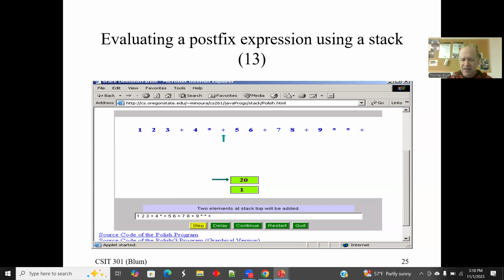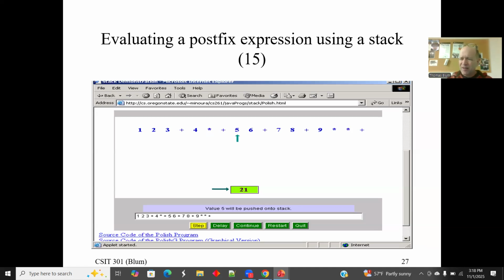And go move on to the next thing. The next thing is another opcode, another operation, another action. It is plus. I have 2 things on the stack. I'm going to pop them both off, perform the addition, get 21, and put that onto the stack.